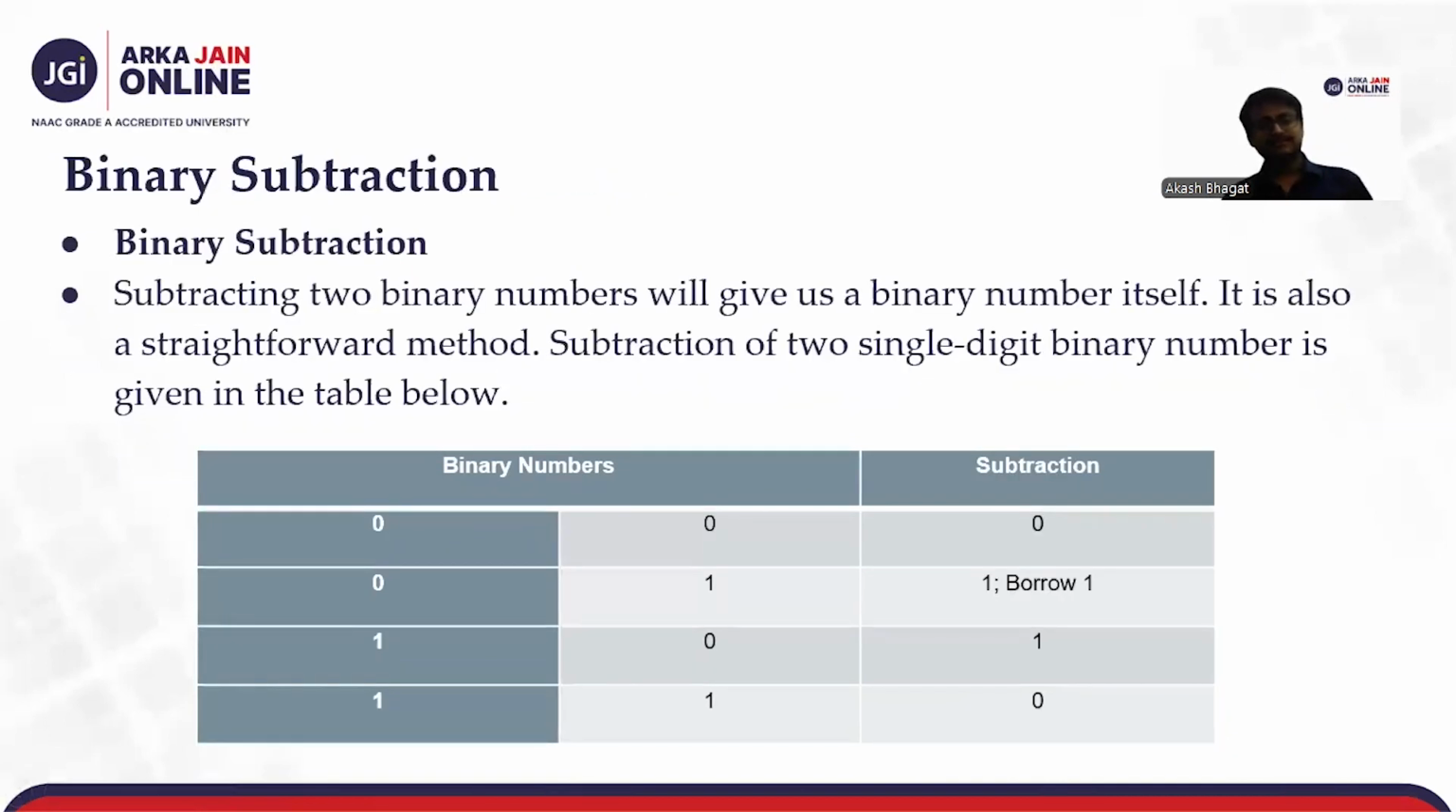Now binary subtraction. Subtracting two binary numbers will give us a binary number itself. It is also a straightforward method. Subtraction of two single digit binary numbers is given by: 0 minus 0 is 0. 0 minus 1 is 1 with borrow 1. If it is 0, you have to subtract 1 from this 0, which is not possible, so you borrow 1 and it becomes 1 0. The decimal equivalent of 1 0 is 2. Now 2 minus 1 is 1, so on borrowing, the result is 1. Now 1 minus 0 is 1, and 1 minus 1 is 0.